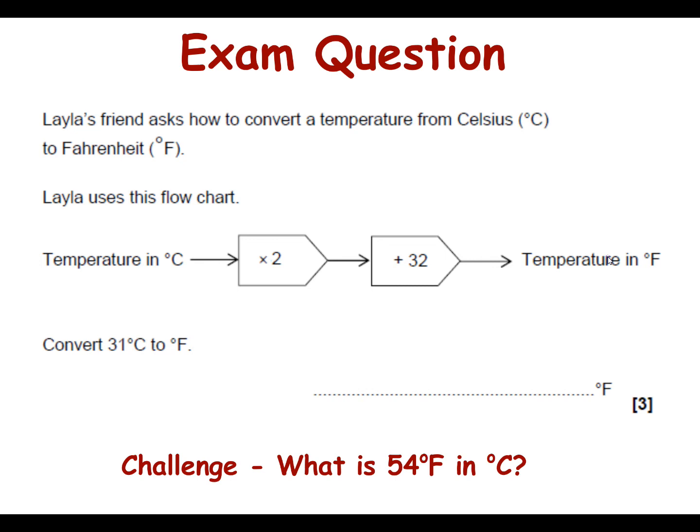So let's do that. We have 31 as our temperature in C, and we need to multiply it by 2. So we end up with 62. We add 32, and we end up with 94 degrees F. So on the answer line, 94 degrees F is the answer worth 3 marks.